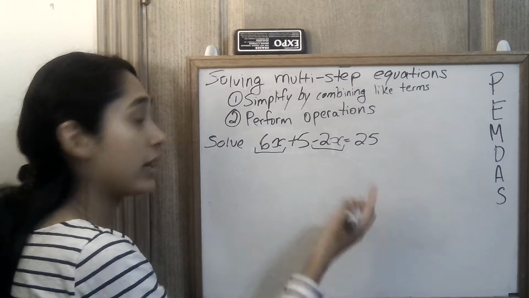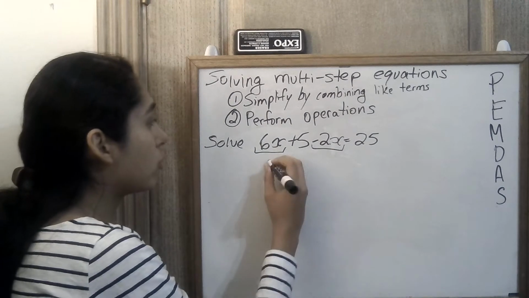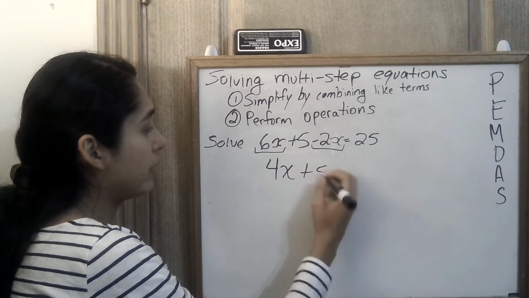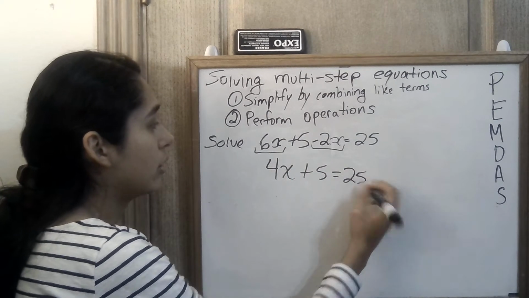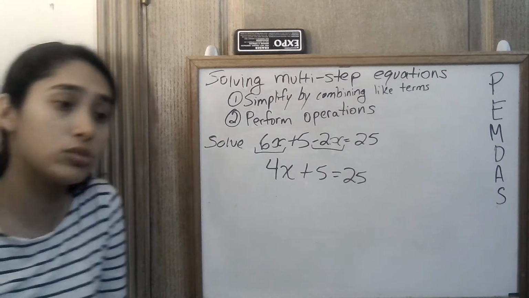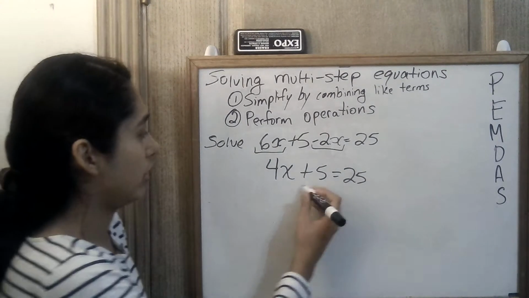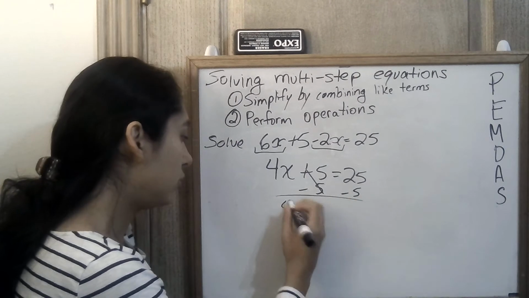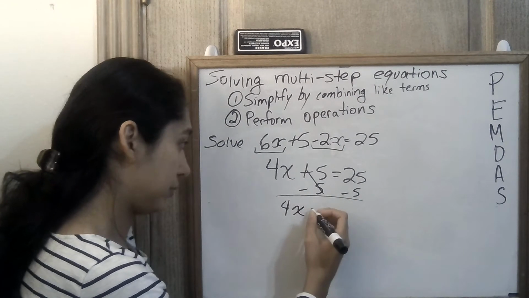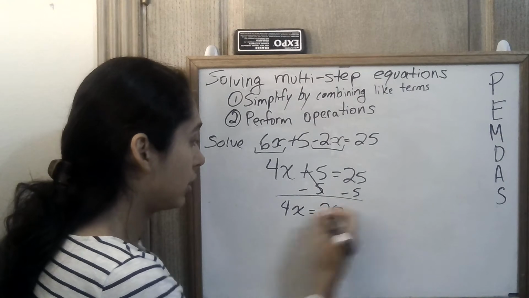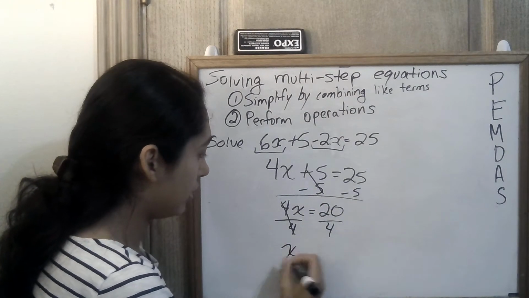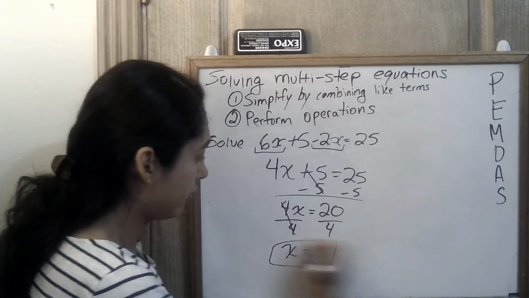Combining like terms, 6 minus 2 will be the same thing as 4x plus 5 is equal to 25. So perform operations or undo, and then we just subtract 5 on both sides. We end up with 4x is equal to 20. Now we can divide by 4 on both sides, and we end up with x is equal to 5.